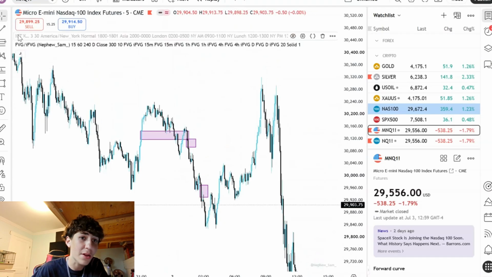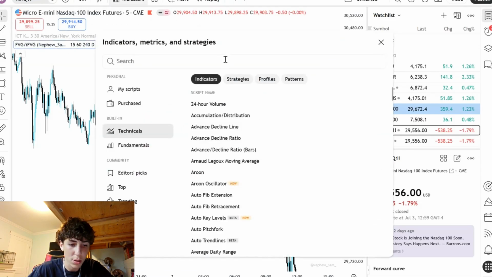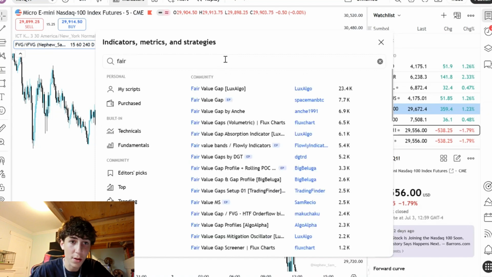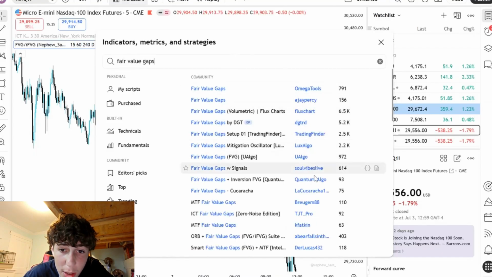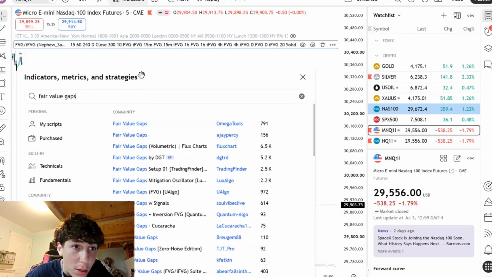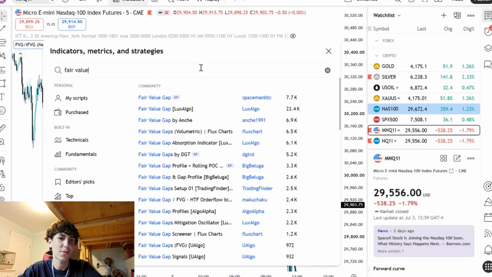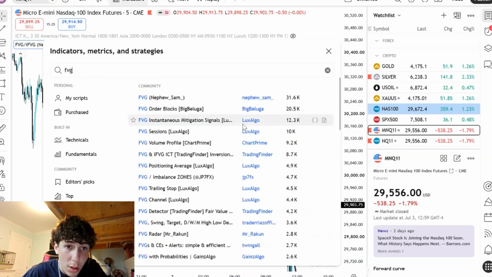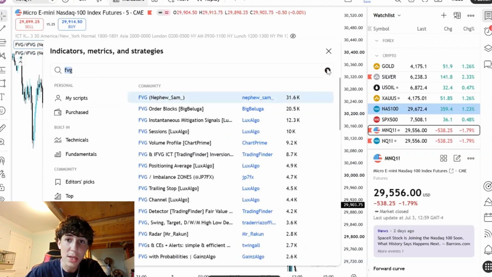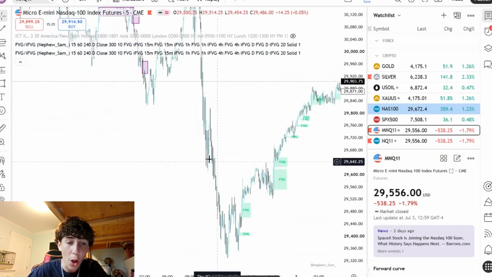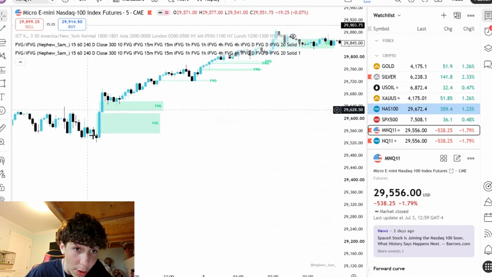Now, down to the indicator I use. The indicator that I do use is called fair value gaps and inverse fair value gaps by this guy. Let me just show you guys here. So you just search up fair value gaps. Search up FVG, right here. This guy right here. All you have to do is use this, and it'll literally do all the hard work for you. It'll show you exactly where there are fair value gaps.